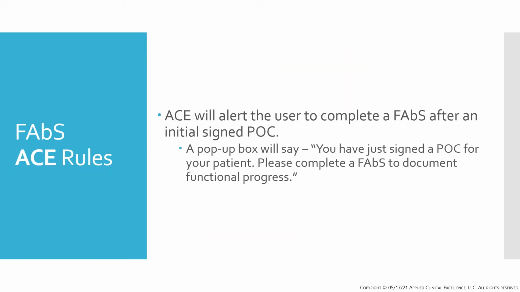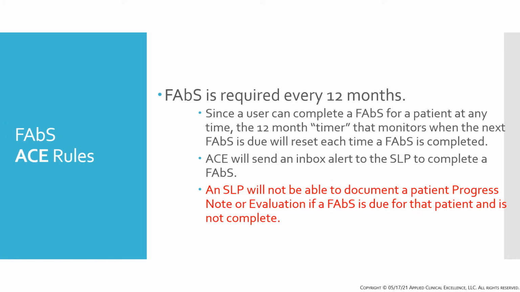Within clinical ACE, FAbS is required after an initial plan of care is created for a patient. This establishes a baseline functional ability score for the patient. After an initial FAbS is entered for a patient, FAbS is subsequently required every 12 months, but it can be completed at any time by the clinician. Anytime a new FAbS is entered for the patient, the 12-month timer will reset with a new due date for the next FAbS to be completed.